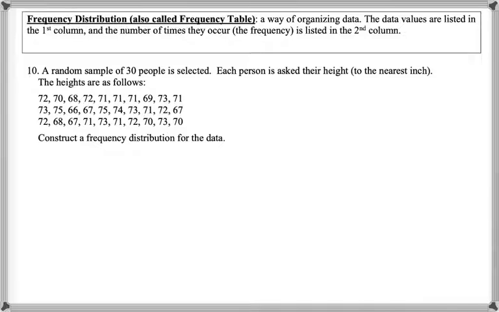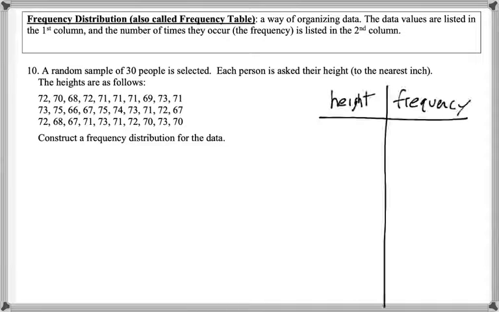A random sample of 30 people is selected. Each person is asked their height to the nearest inch, and the heights are as follows. So we have our data here, and they want us to construct a frequency distribution for this data. So the frequency distribution is going to have two columns. The first is for the data, which in this case is heights, and the second is for the frequencies.